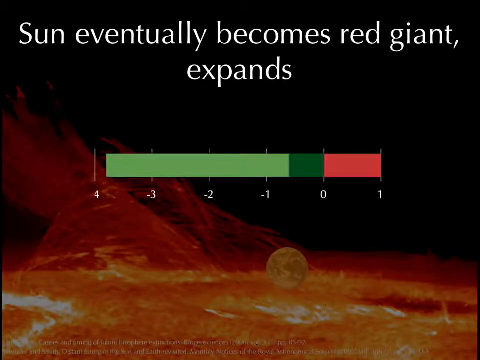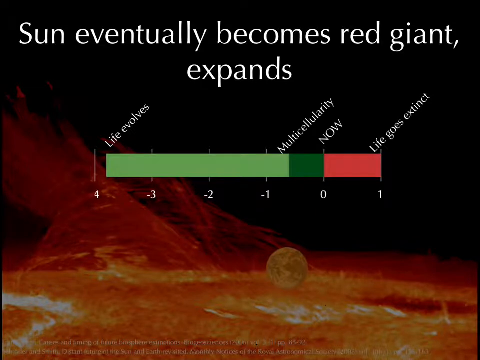And so here's a timeline of life. Right? Here and now. Here's when life evolved. Here's when cellular life evolved. And here's when life became extinct on Earth. Right? Because the oceans boil away and it becomes too hot to have water on Earth. Okay?